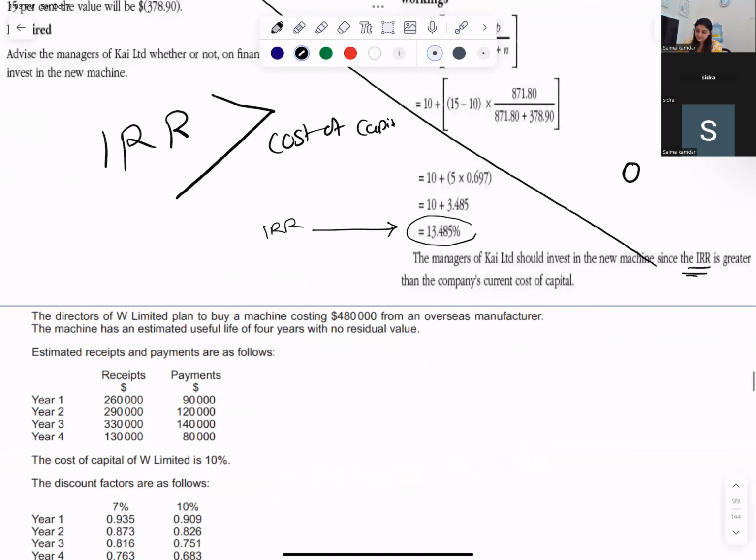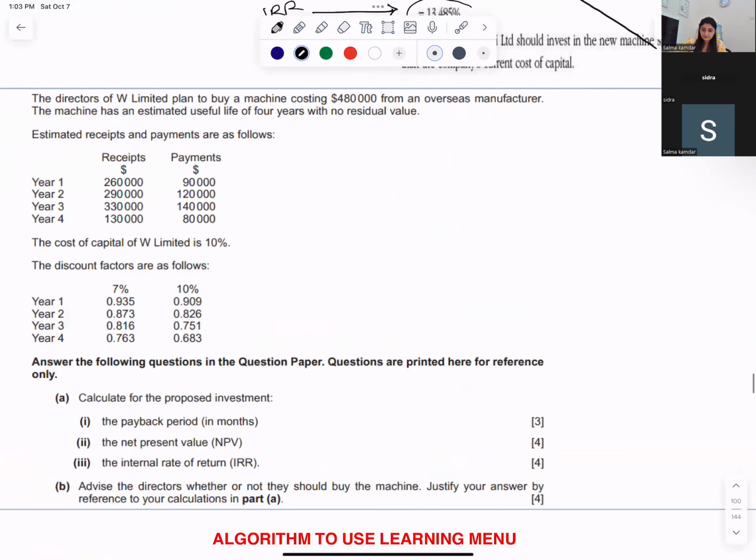Now, can you do this sum? What do you have to calculate over here? You have to calculate the payback period, the NPV, and the IRR. You have to calculate all of this.